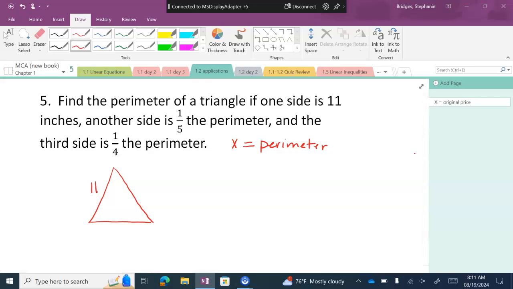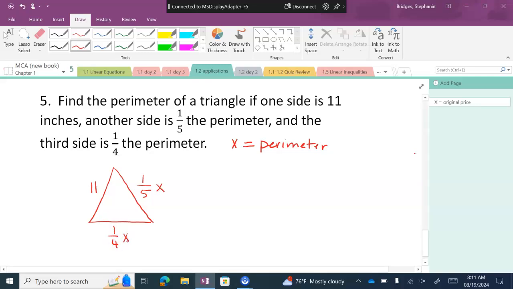The next side, it says 1/5 of the perimeter. So how would I write that? 1/5 X. What about the third side? What does it say about it? 1/4 of the perimeter. So that would be 1/4 X.